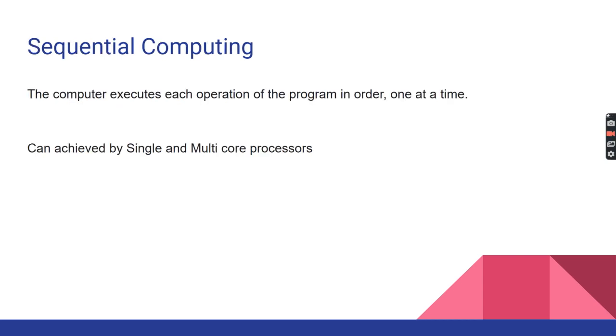Moving on. Sequential computing is completely opposite to parallel computing. It will only execute a program one after another, or one at a time. This kind of computation can be achieved by single-core as well as multi-core processors, where we can only specify a single code to do the job.